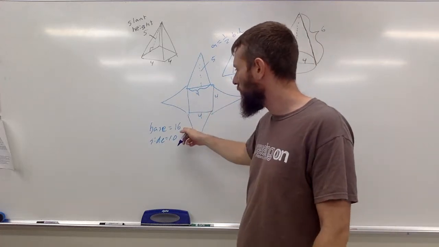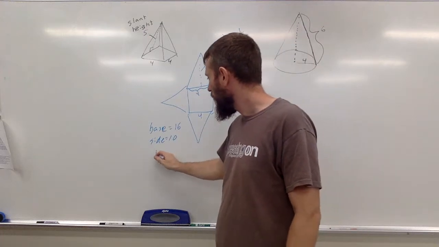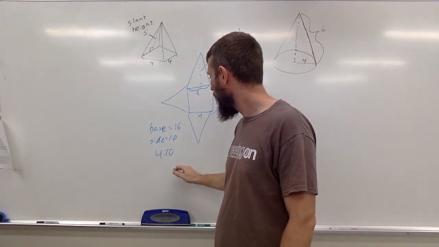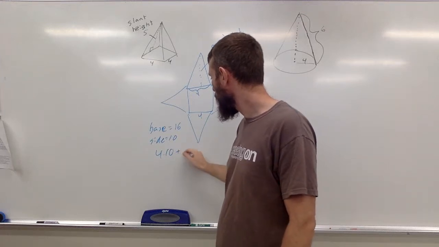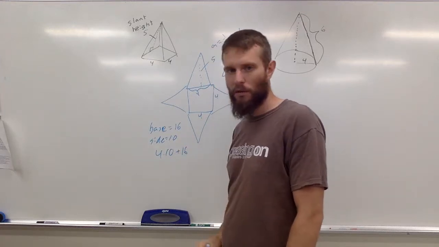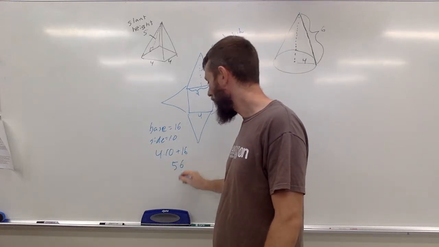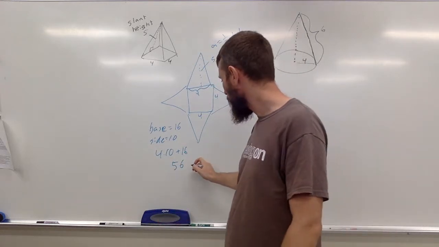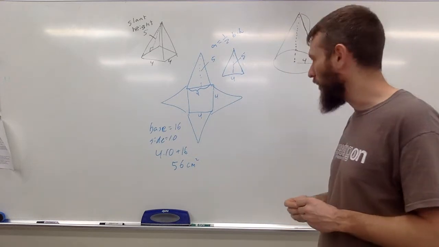So if it was centimeters, it's centimeters squared, right? And so since each side is 10, we do 4 times 10 because there's 4 sides, plus 16. So we get 40 plus 16, and we get 56. And then again, whatever units you're using, this is a squared unit, so let's just call it centimeters squared.